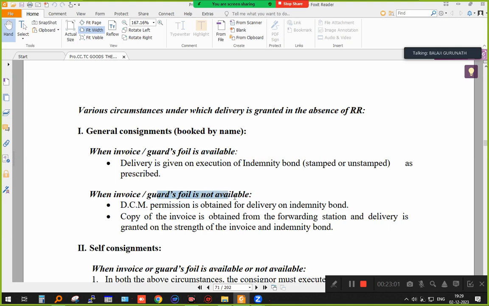When the invoice is not available, why? What is the difference between this and this? Let me come to that point now before explaining. Anybody can tell me what is the difference?